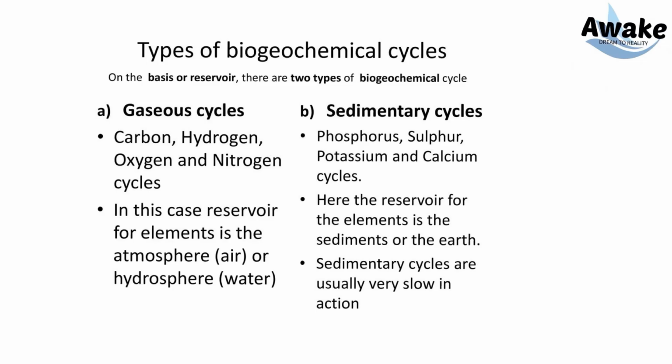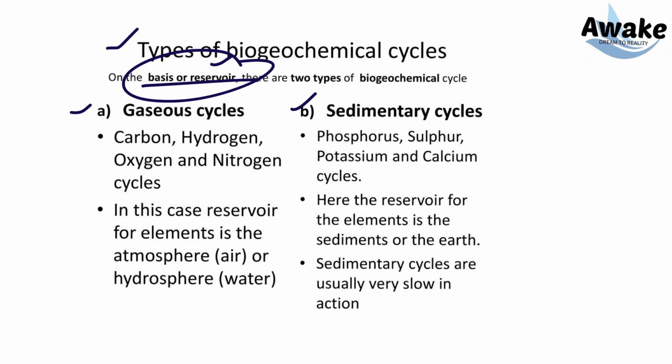And now, what are the types of biogeochemical cycles? Broadly, we have two types. One is the gaseous cycle, another is the sedimentary cycle. This classification is based upon the reservoir, that is where the element is existing. The main reservoir of the element is the deciding factor of this type.